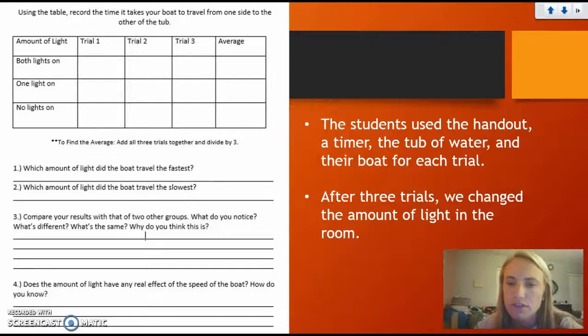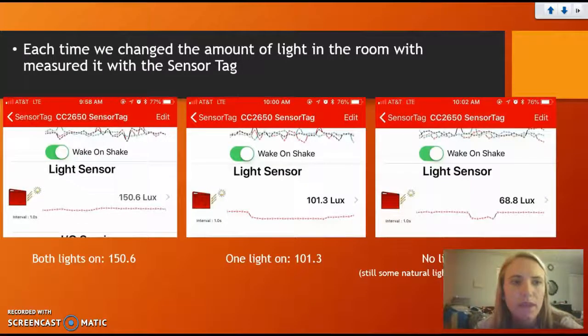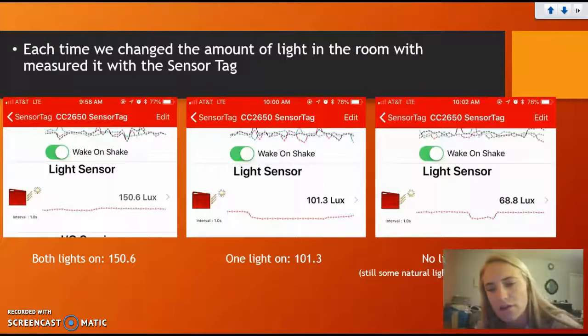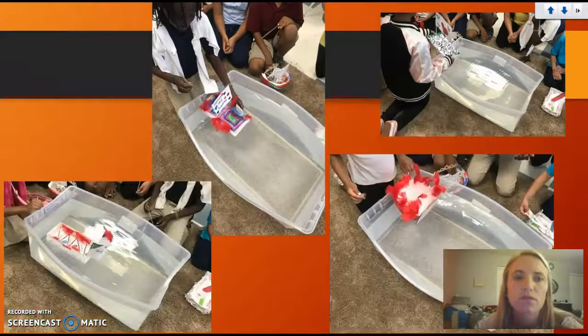After 3 trials, we changed the amount of light in the classroom. Each time we changed the amount of light, we measured it with the sensor tag. So we came up with both lights on being 150, 1 light on 101, and no lights on was 68. The 68 is probably due to the natural light that was still coming in through the window.